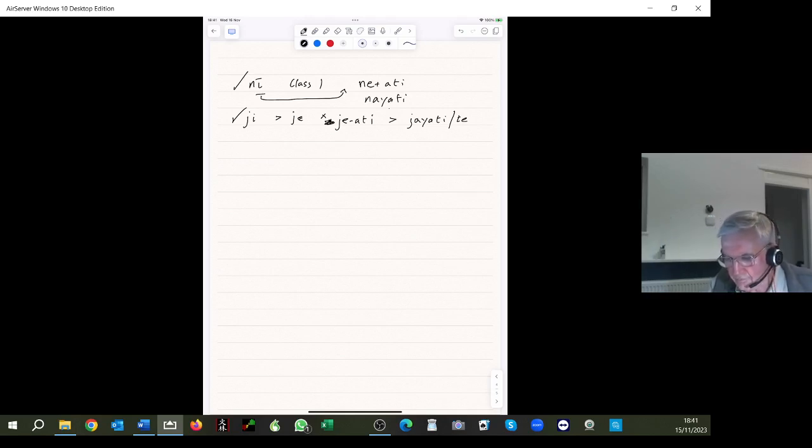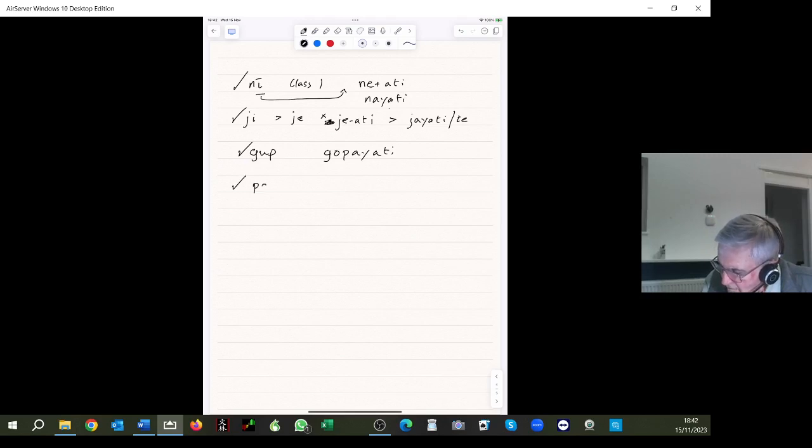Gup is actually a class 10 verb with the ayati, not ati, but ayati ending. Again, guna applies, so the root is gup. Apply guna, gop, gopayati, to protect. And ni, nayati, nayate, we've just seen.